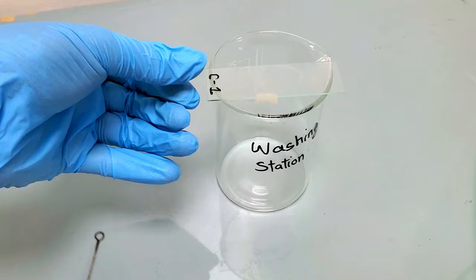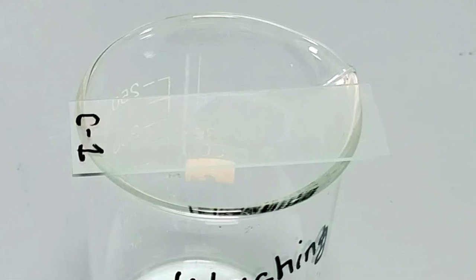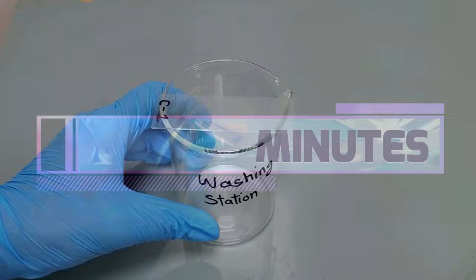Keep the slide in open air for air drying of the smear. You can see that the smear is drying, and the drying portion is becoming slightly white. Wait for at least 2 minutes for complete drying. You can see that the dried smear has completely turned white.